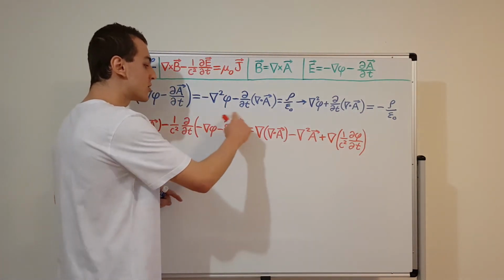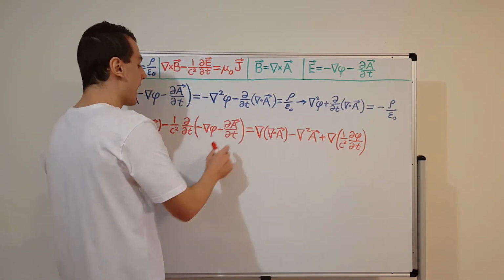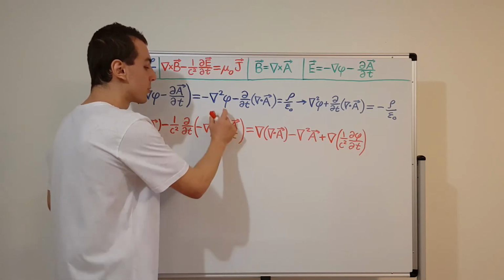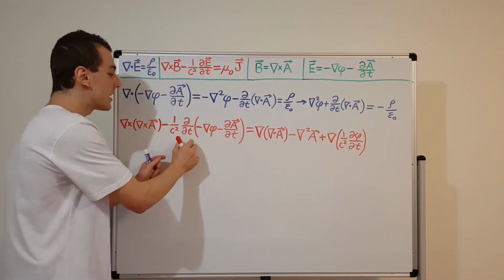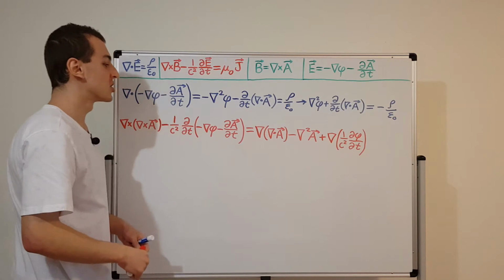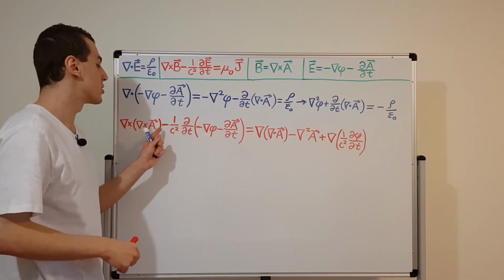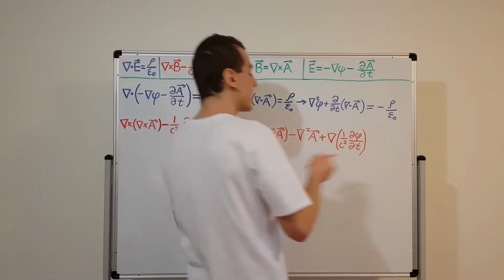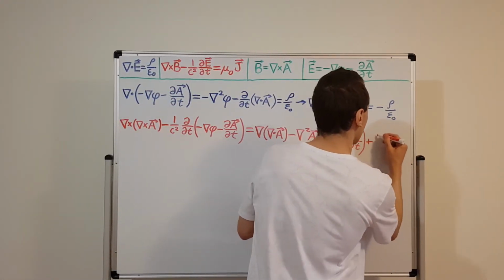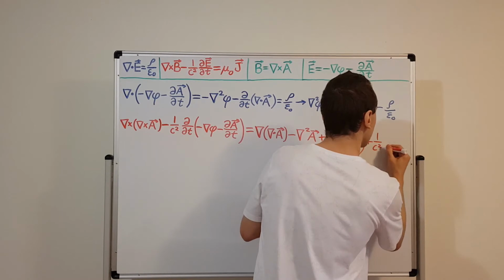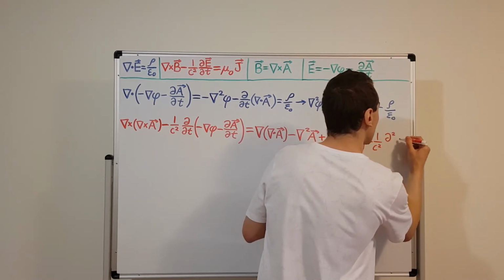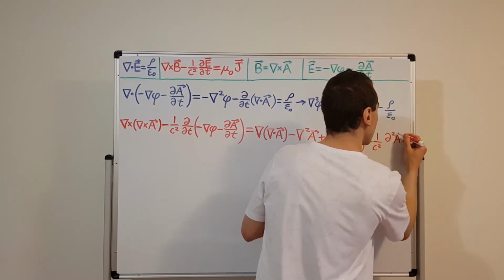Now let's have a look at this term over here. This term has one partial derivative with respect to time. And what we're going to do is we're going to differentiate again with respect to time. So we're going to have a second derivative. And we're also going to lose the minus sign because we have a minus sign over here. So that's going to give us plus 1 on c squared. And we're going to have a second derivative with respect to time.